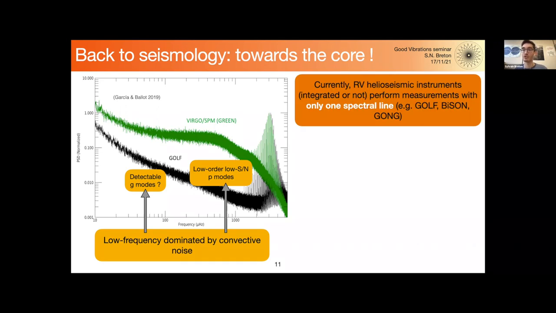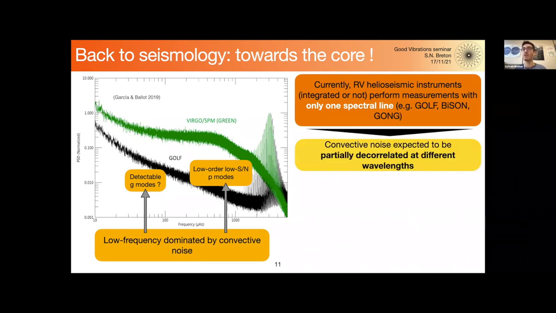But to answer this question, we would need to be able to decrease the convective noise. And it's important to remember that currently radial velocity helioseismic instruments perform measurements with only one spectral line, be it GOLF, BiSON, or GONG.